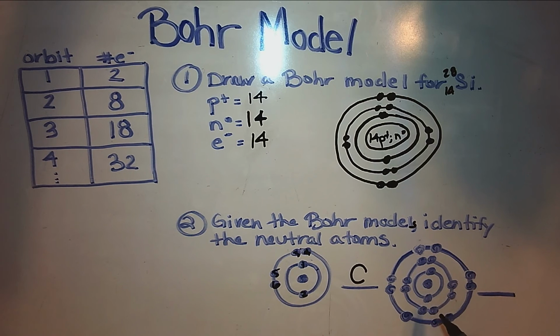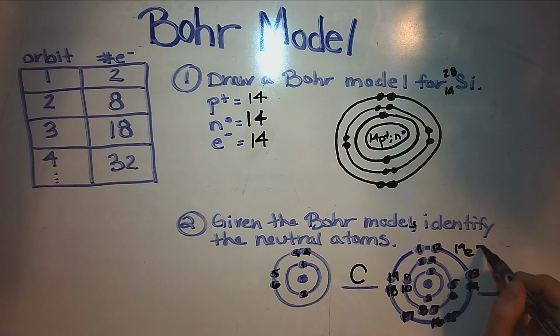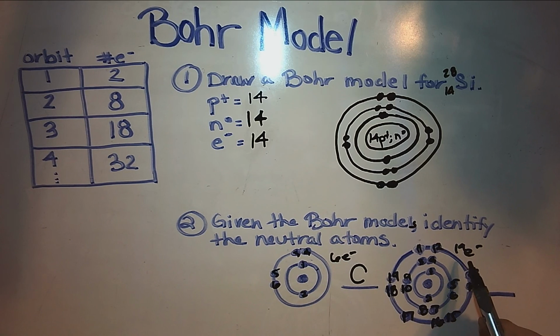So again, this is my nucleus in the center. So I have 1, 2, 3, 4, 5, 6, 7, 8, 9, 10, 11, 12, 13, 14, 15, 16, 17, 18, and 19 electrons. Now again, I'm going to look on the periodic table, find the atom that has 19 electrons, and that is potassium, whose chemical symbol is K.